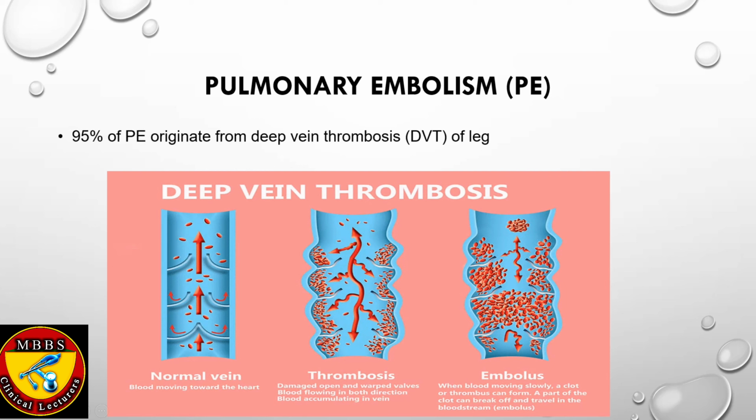So this causes damage to the valves. You can see the blood is moving in both directions, and the blood is moving very slowly. So when the blood is moving slowly, a clot is formed, obviously. A clot is formed that is called a thrombus, and this thrombus can detach from it and become an emboli.